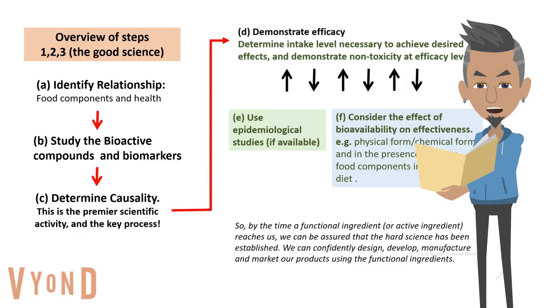Okay, number 1, they identify the relationship between food components and health. Then only they study the bioactive compounds and identify biomarkers inside our bodies that respond to those bioactive compounds. Then, very important step, they determine the causality. This is the premier scientific activity and the key process of the whole thing. And then it is their strong ability and competency to demonstrate the efficacy of the bioactive compounds.